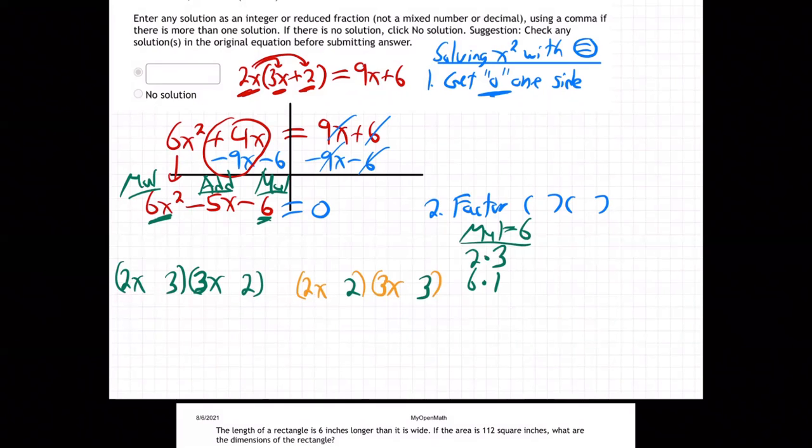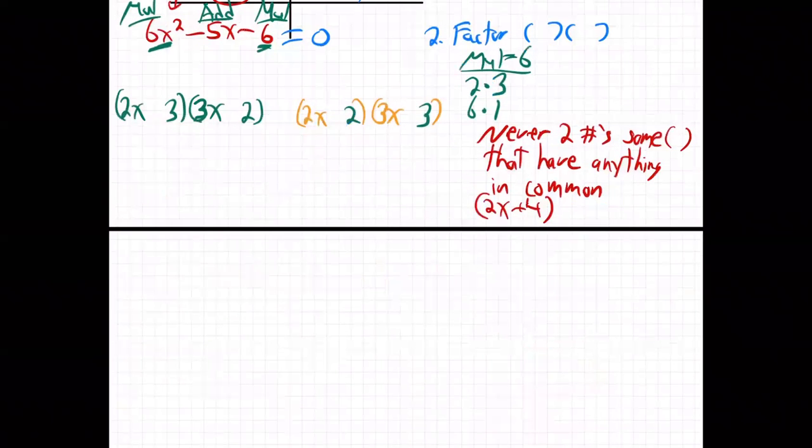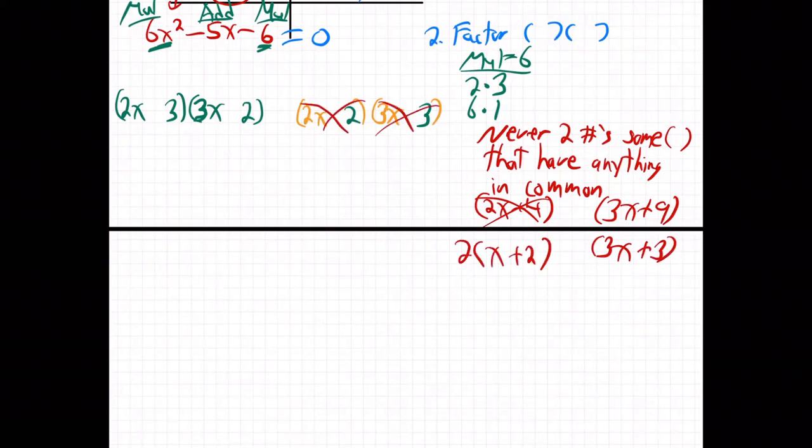Now there is a rule to help us here to keep us moving on track. Never put two numbers in the same parenthesis that have anything in common. Like you can't have 2x plus 4, for example. That's not allowed. Or 3x plus 9 or 3x plus 3, right? You can't have that. So this is a no-go. Why can't you have that? Because you could factor out the 2, or the 3, or whatever. They have something in common.